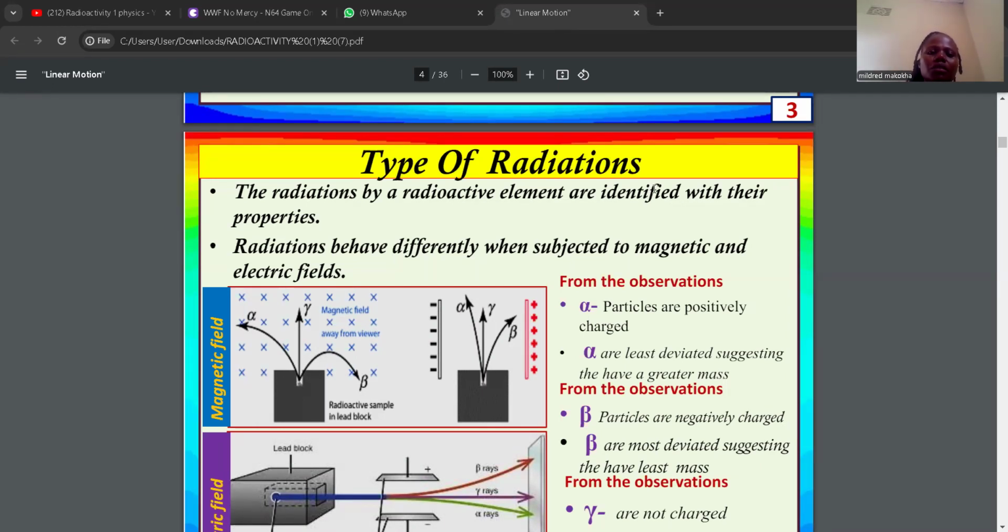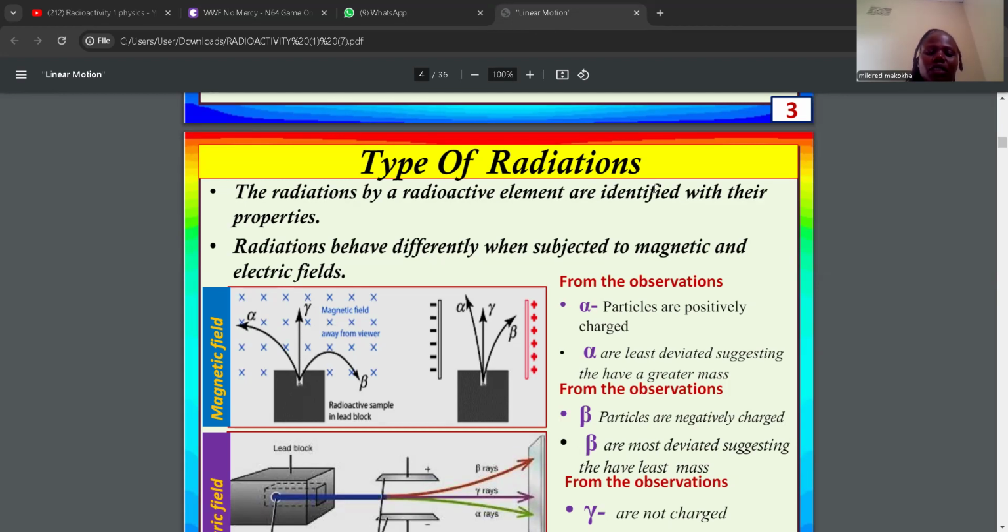And among the radiations, we have the alpha, beta, and gamma. So in my previous clip, I explained how you can classify the radiations as either alpha, beta, or gamma. So if you've not watched lesson 1 for radioactivity, kindly find it on this channel.